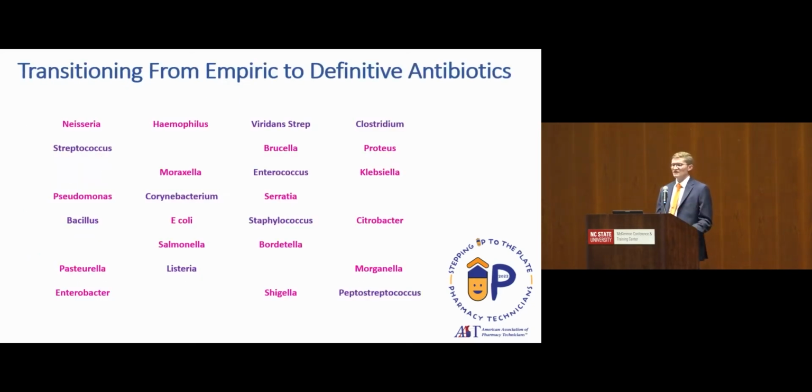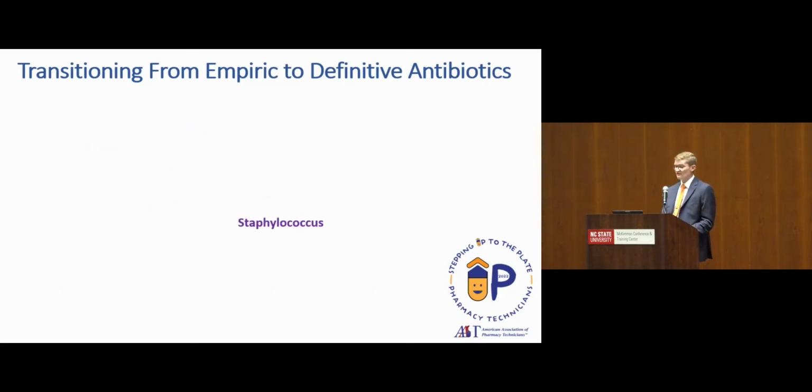So sort of a way to visualize that, imagine the way that we transition from empiric or broad coverage to definitive antibiotics. If someone comes with an infection and we're not really sure what it could be, we may have to cover all of these things that are listed on the slide, all the gram-negatives and all the gram-positives, so we need to use something that's going to cover all of that. But imagine we identify that it's Staphylococcus. We found that Staphylococcus aureus is the cause of the infection. Well, now we can transition to an antibiotic that is just going to target that one bacteria and not give us such broad coverage of everything.